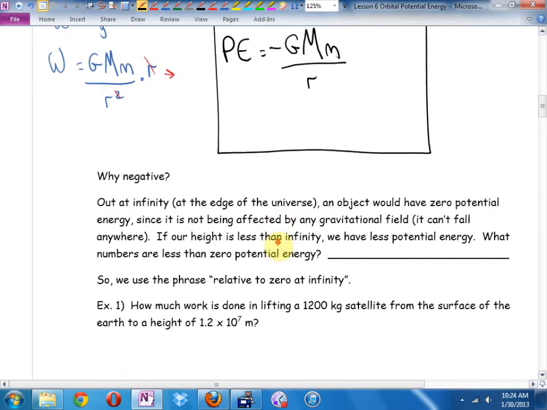So I wrote here, why negative? Out at infinity, at the edge of the universe, an object would have 0 potential energy because it's not being affected by any gravitational field. It doesn't want to fall anywhere. If our height is less than infinity, we must have less potential energy than out at infinity. What numbers are less than 0 potential energy? Negatives. So the phrase that we say is relative to 0 at infinity, potential energy is negative big G, big M, little m, over R.